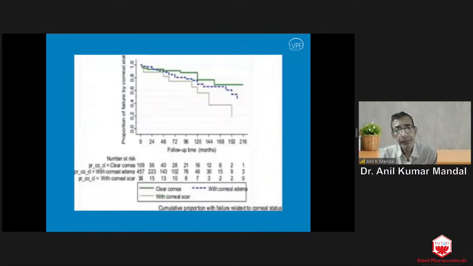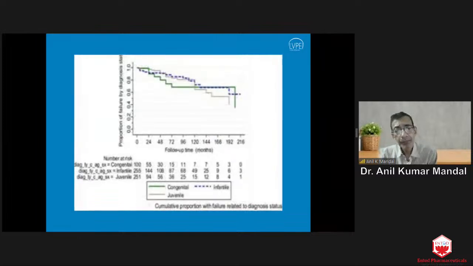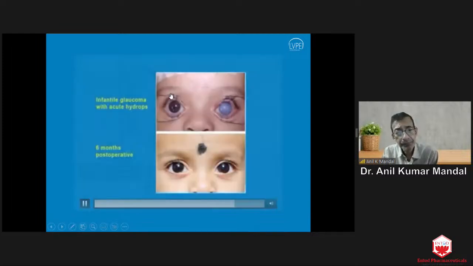Children in whom corneal clarity was normal did relatively better compared to the children who had corneal edema or corneal scar at presentation. Children who had congenital glaucoma at birth did relatively poorer compared to infantile and juvenile onset developmental glaucoma. A child presented to us with acute eye symptoms because of infantile glaucoma in the left eye and was operated by the technique. The 6 months postoperative appearance revealed total clearing of corneal edema of the left side.